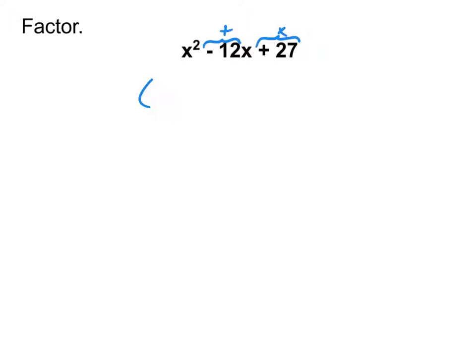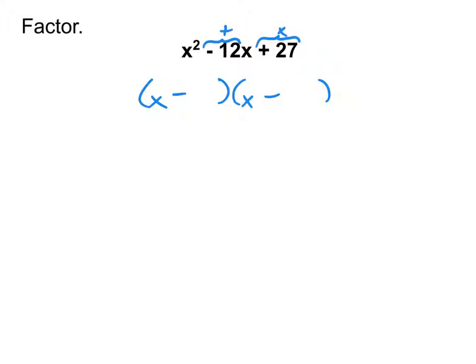And then when I format my answer, I'm going to end up with the two sets of parentheses since I am factoring a quadratic. And each of those parentheses starts with the x. Now notice I'm multiplying to a positive, but I'm adding to a negative. Does that mean that my two signs are both positive, both negative, or one of each? Yes, they are both negative because a negative times a negative is positive, but if you add two negatives, you get a negative.